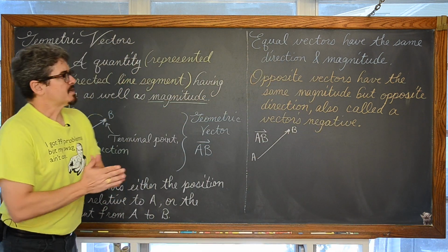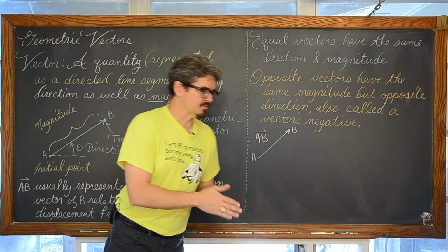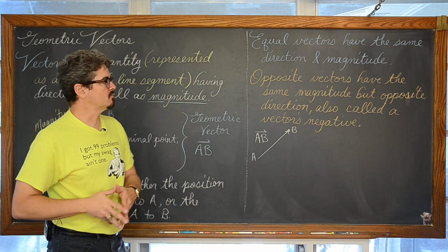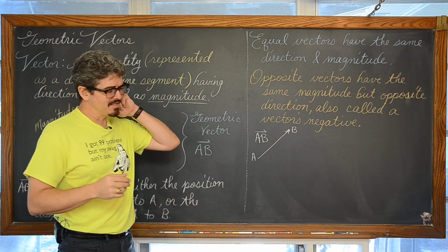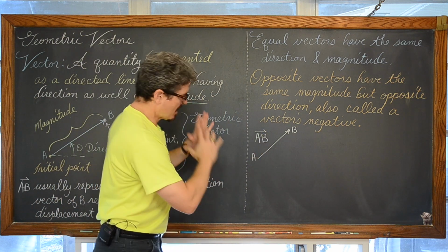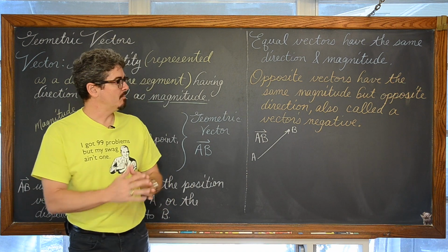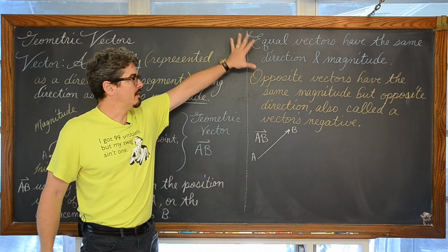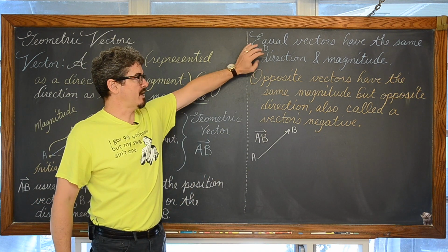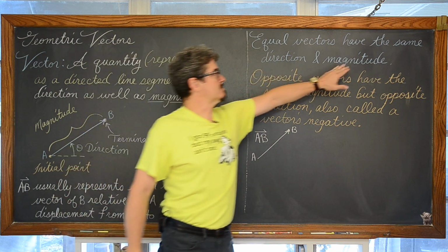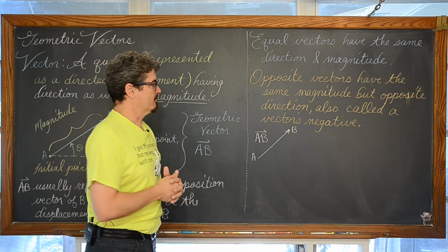Now equal vectors have the same direction and magnitude. We're not going to do the mathematics of this. We're not going to even break out protractors and straight edges, just kind of eyeball it roughly. And opposite vectors have the same magnitude, but opposite direction. We'll be actually doing the mathematics of analyzing these values of magnitude and direction very, very soon.